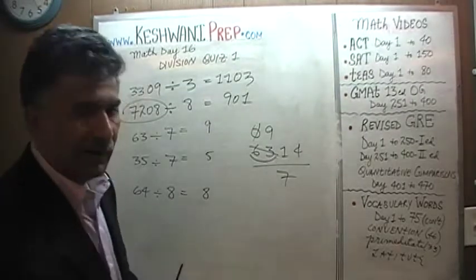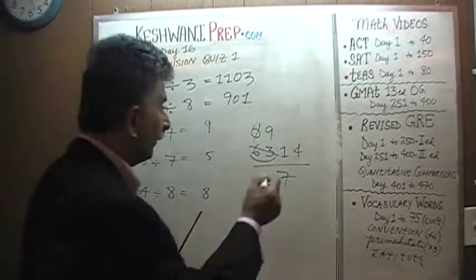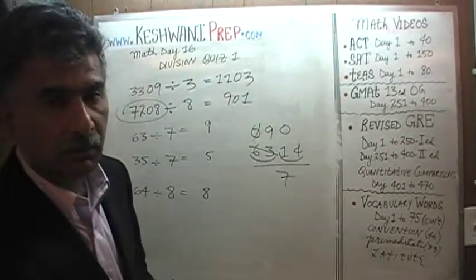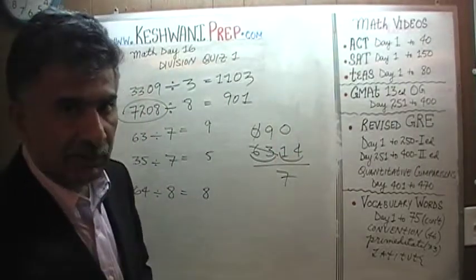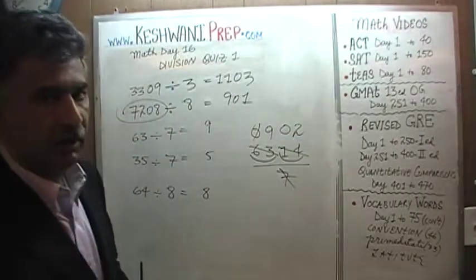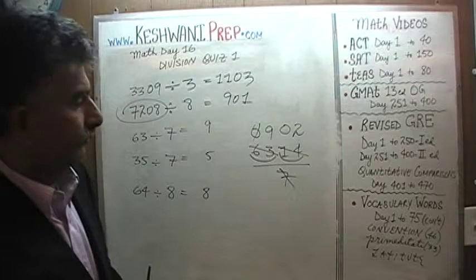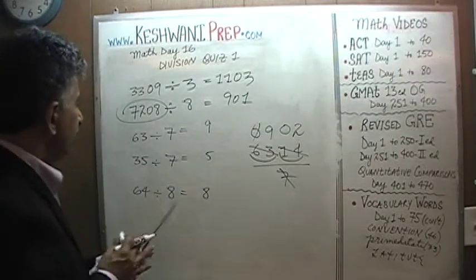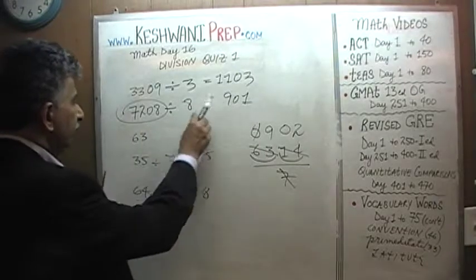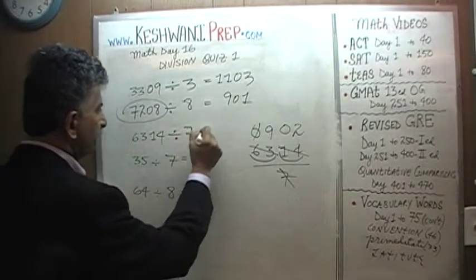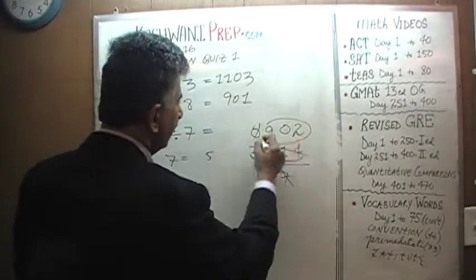How many 7s does 1 have? 1 has no 7. That 1 goes and joins the set. 4 becomes 14. How many 7s does 14 have? 14 has 2 7s. So it looks like the answer is 902. 6,314 divided by 7 is 902.